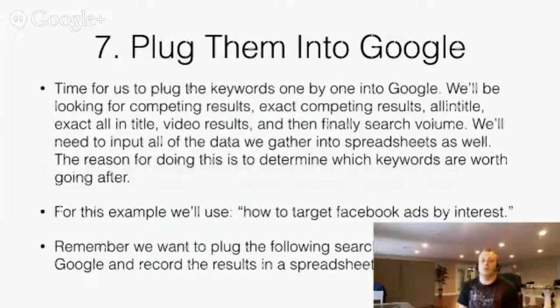So moving right along, step number 7 is to plug these into Google. We're going to be looking for a couple of things. We're going to be doing a few queries with Google. We want to be looking at the competing results, the exact competing results, the allintitle, exact allintitle, if there's video results for the keyword, and then finally the actual search volume. We'll need to input all of this data so we can gather it into a spreadsheet as well.